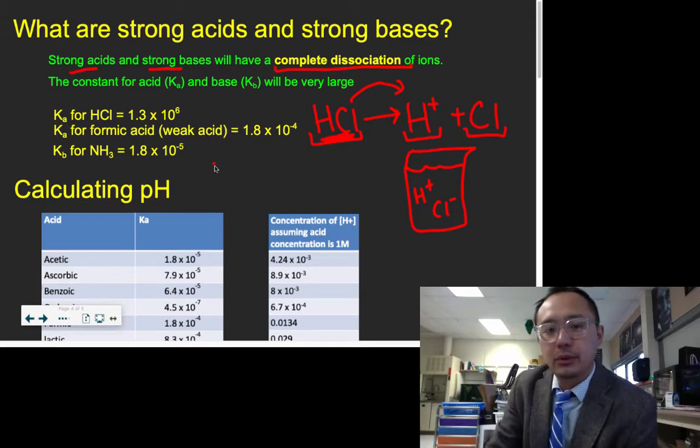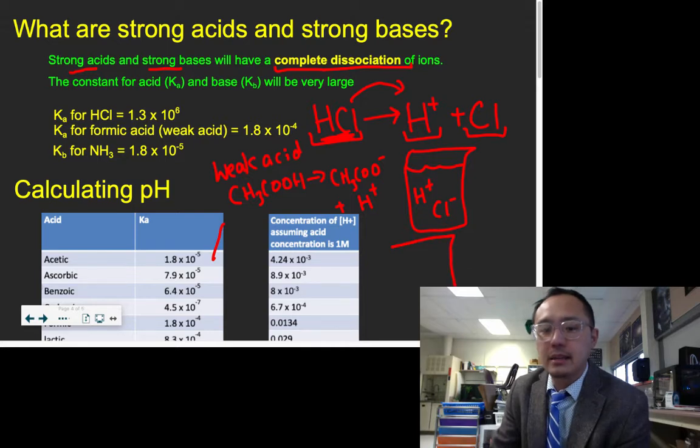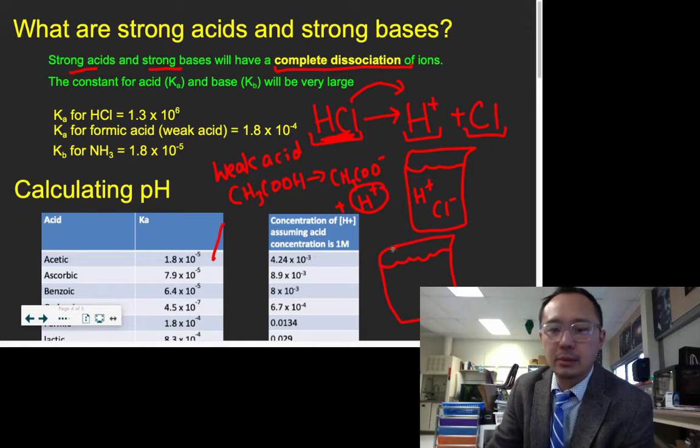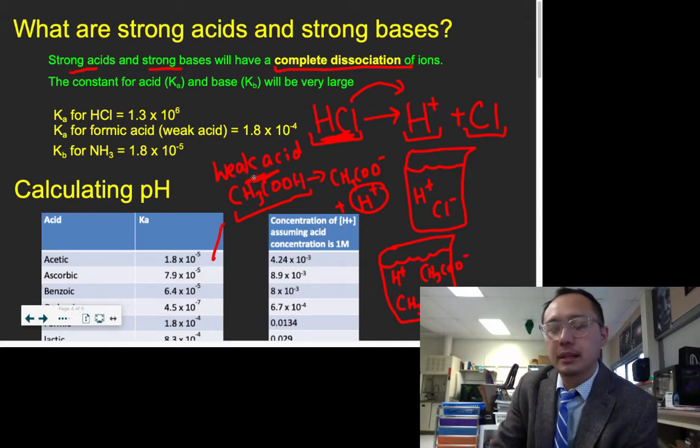If we were to compare that to a weak acid, let's use an example of acetic acid right here. So that's CH3COOH. When this goes into solution, when you're writing this reaction, you will still show dissociation. But if you were able to visually see this, you will not get a complete dissociation. That means that you will get some H plus, some of the CH3COO minus, but you also still have some of this CH3COOH left. That's what a weak acid is, that you won't get a complete dissociation.